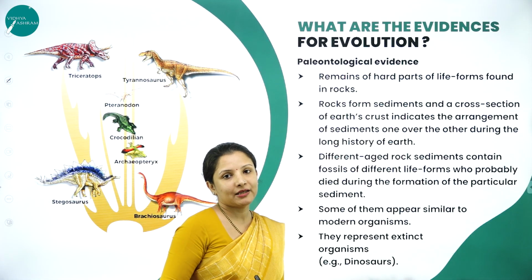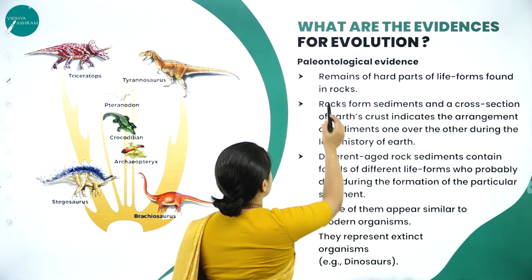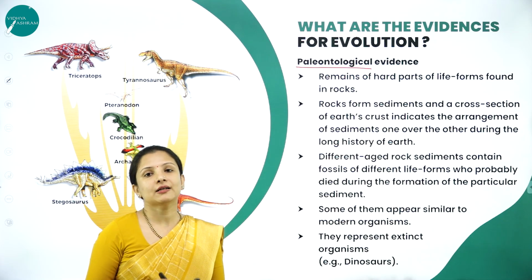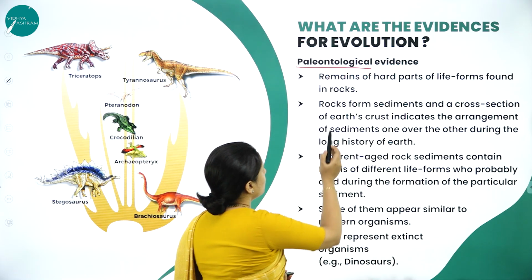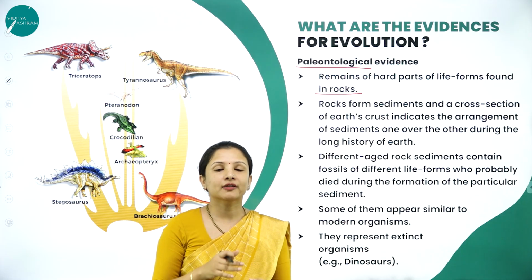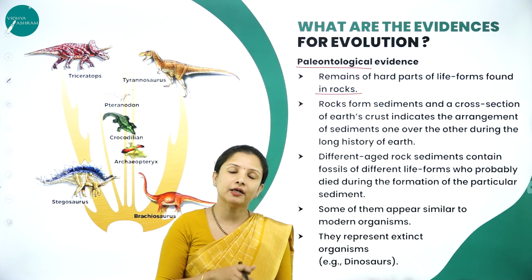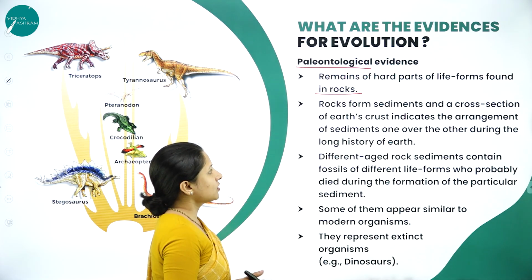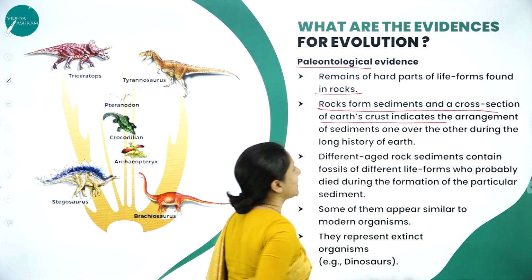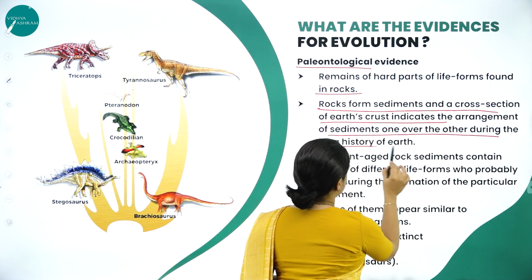So talking about paleontological evidences. Paleontology means the study of fossils. So what are fossils? Fossils are nothing but different life forms that are found in the rocks. Those life forms can be in the form of prints, or they can be the bones, the prints of the bones and all that of the dead organisms. So rocks from sediments and a cross section of the earth's crust indicate the arrangement of sediments one over the other during the long history of the earth.